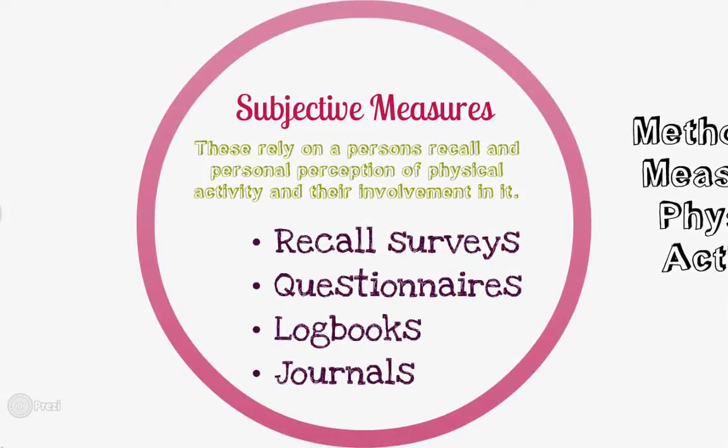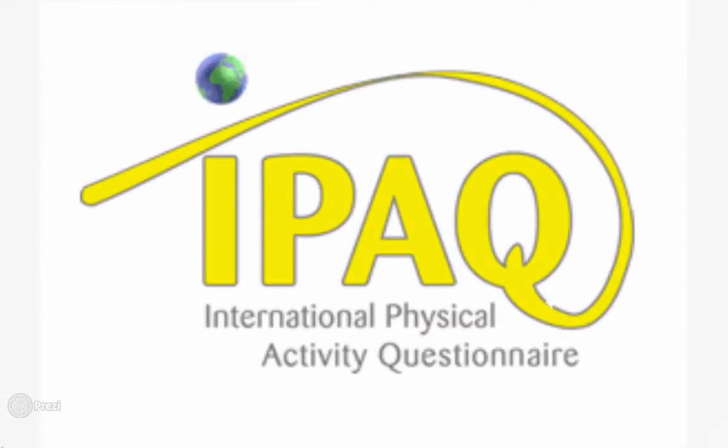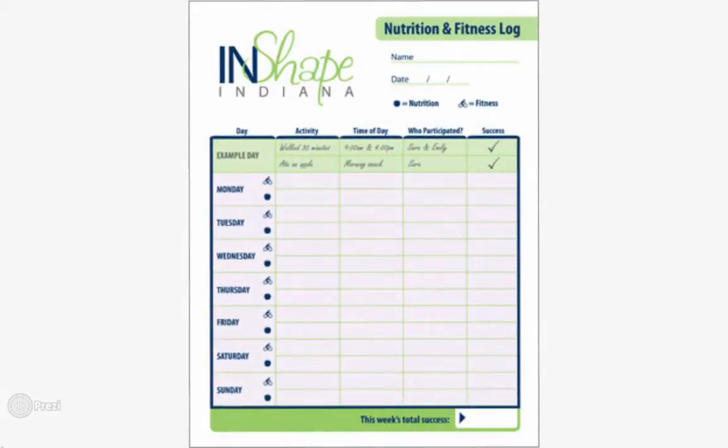The first group of measures are called subjective measures, and they rely on a person's recall and their personal perception of physical activity, what it is, and how they're involved in it. It includes things like recall surveys, questionnaires, logbooks, and journals. A couple of examples are the IPAQ, the International Physical Activity Questionnaire, which you can get by looking online, or something as simple as this log, which allows people to record on a daily basis what activity they've done, what time of day it was, who participated, what food they ate, etc.